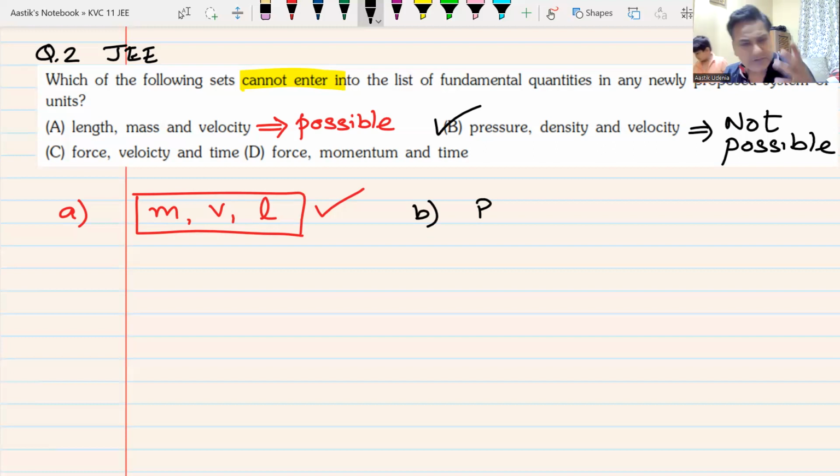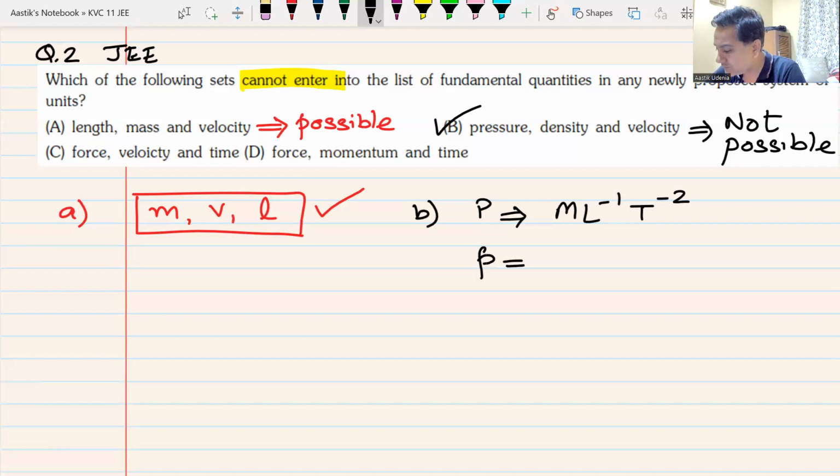What is the SI unit of pressure? What is the dimension of pressure? Tell me. Dimension of pressure is ML^-1 T^-2. That is pressure. Density is how much? ML^-3. Yes or no? Yes, sir. Velocity is how much? LT^-1. Yes or no?